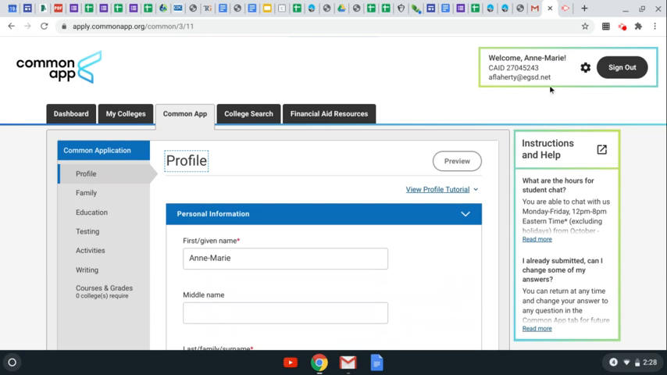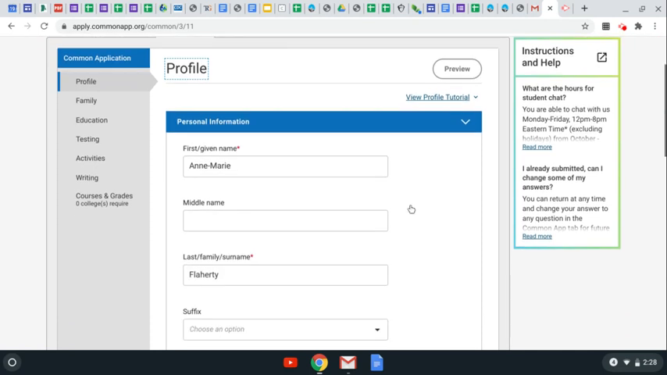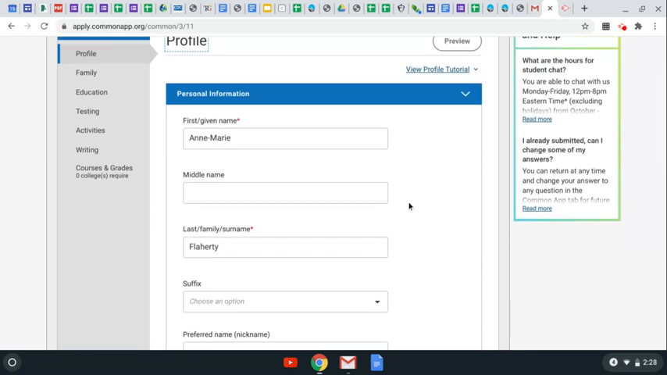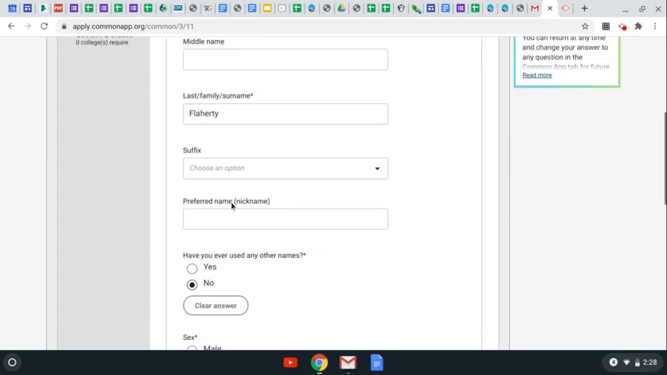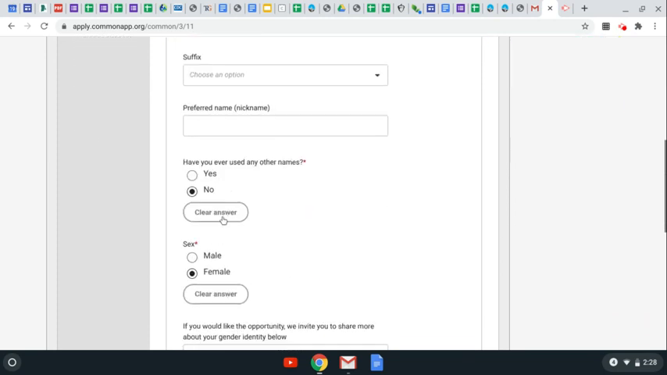I've already logged in. You can see I have my ID number because I did set up an account. It's going to pull some information over, so in this part there will be portions you don't need to complete, such as your name. You can add some things if you need to. You're going to answer if you've ever used any other names. I've answered no. Notice this question has a red star next to it. Anything with a red star is a required question that you must answer.